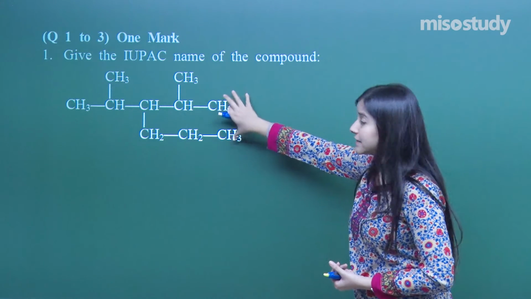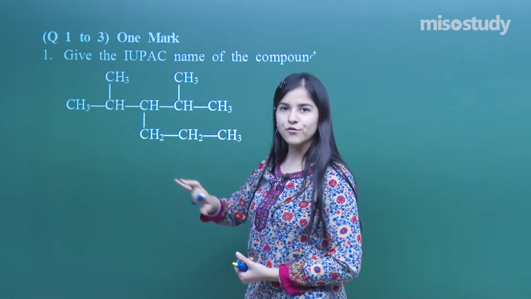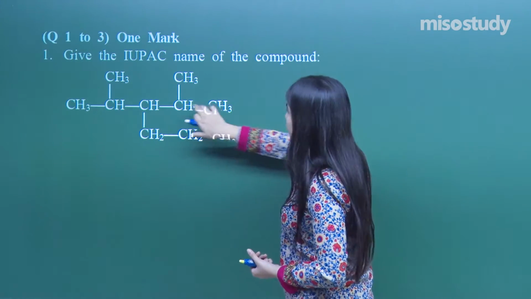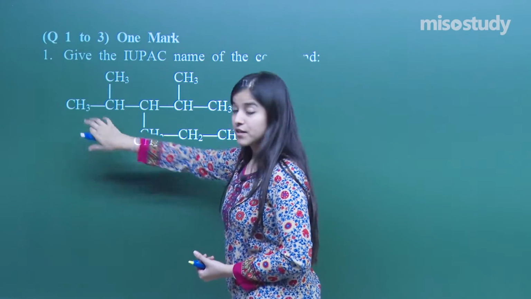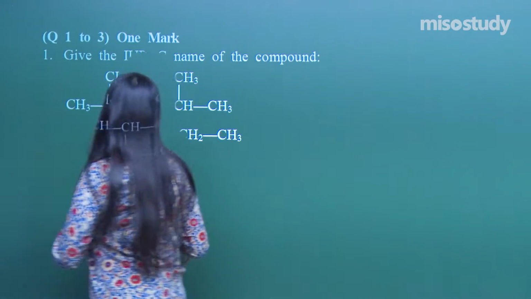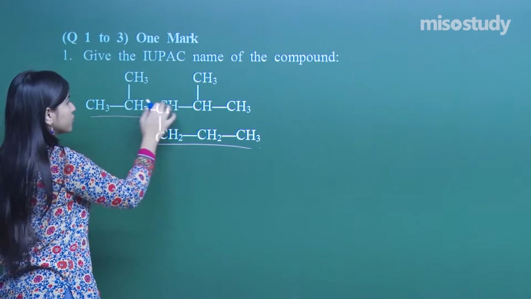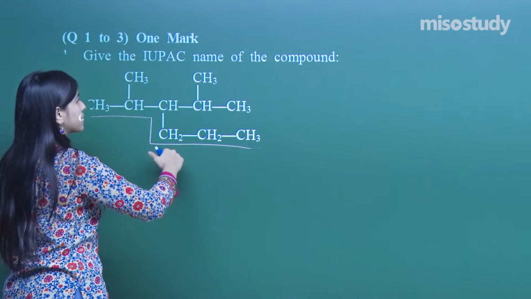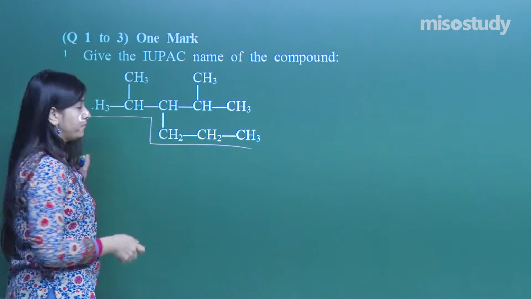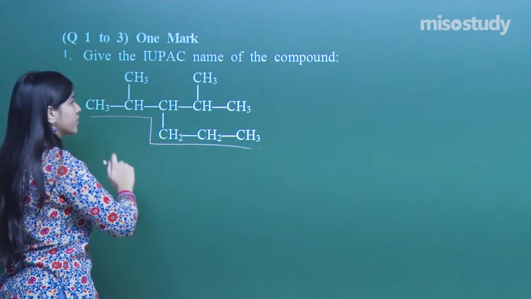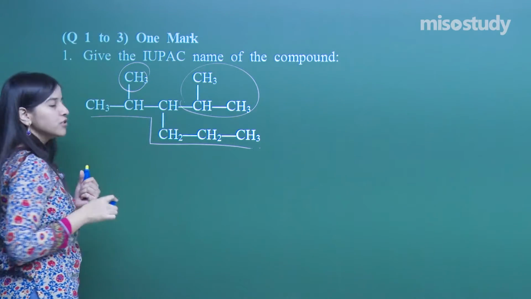So here is a typical question. See how you are going to do it. First of all, selecting the word root: 1, 2, 3, 4, 5, 1, 2, 3, 4, 5, 6. So you must be thinking that I can have this as my word root, 1, 2, 3, 4, 5, 6, and in a similar manner 1, 2, 3, 4, 5, 6. But what do you see? If I select this as my word root, what will happen? How many are the substituents? 1 and 2, 2 substituents.